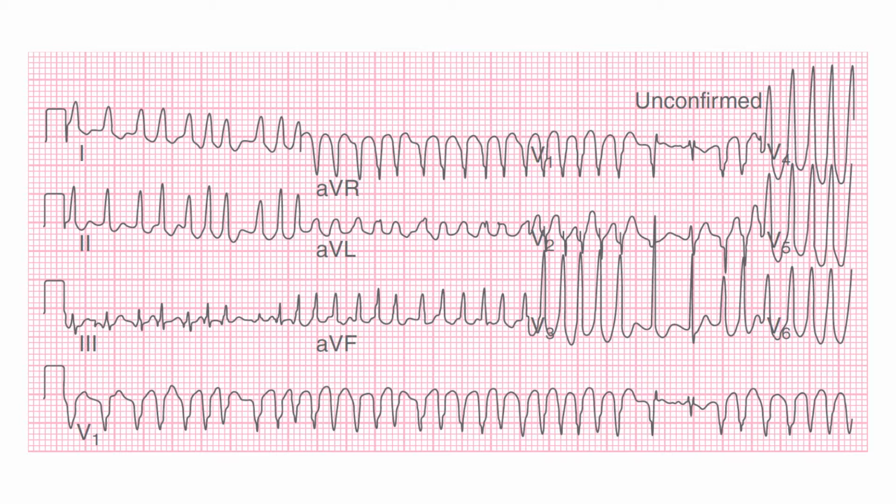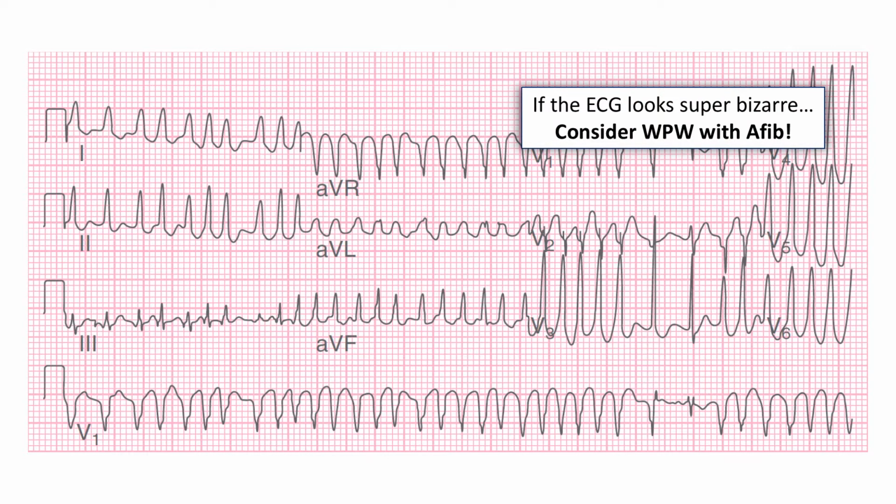And this happens because you're getting some of those impulses going through the AV node with one morphology, and then some of those impulses going through the accessory pathway with a completely different morphology. And this really confusing, bizarre ECG is almost pathognomonic for Wolff-Parkinson-White with AFib. So if you look at this ECG and you're like, these QRSs are all completely different and I have no idea what's going on, you should think Wolff-Parkinson-White and AFib because that's now pretty high up on the differential.